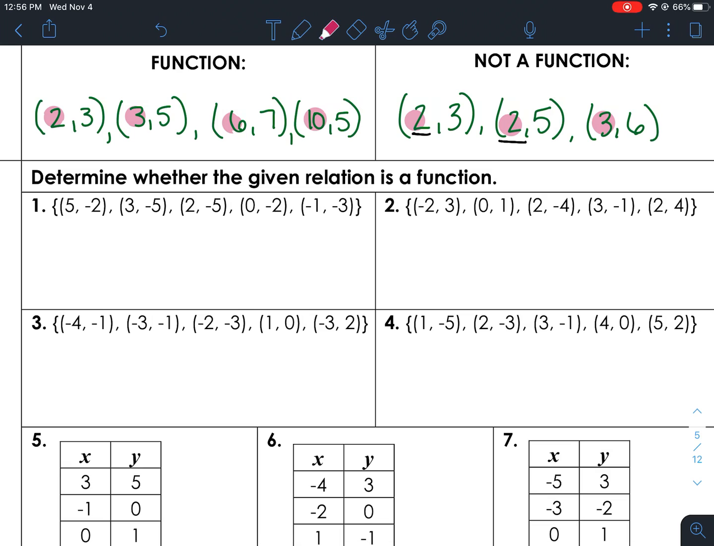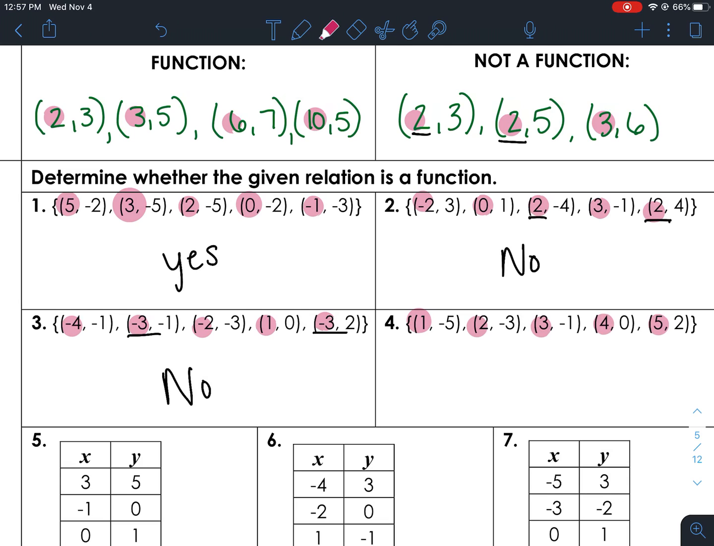Let's look at some more examples to determine if things are functions. 5, 3, 2, 0, -1. Here, none of my x's repeat, so that is a function. -2, 0, 2, 3, 2. Here, my 2's repeat, so this is not a function. -4, -3, -2, 1, and -3. Here, my -3's repeat, so that is not a function.